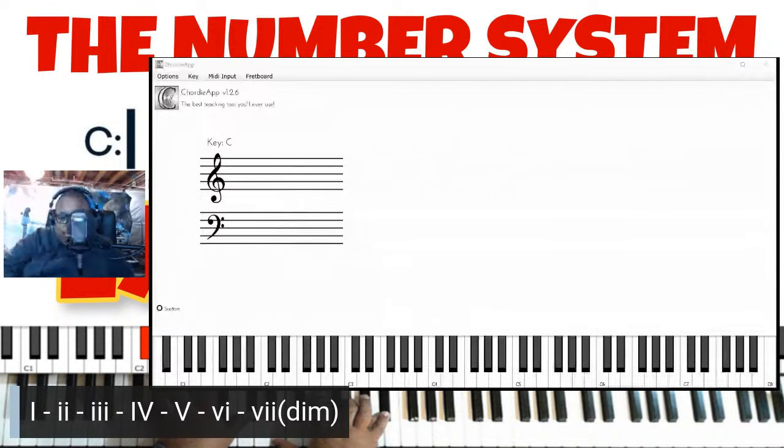Oh Lord, we pray. And I'm telling you, that gets you through the whole song, no matter what key he puts it in. So that's it. That is just a basic introduction to the number system.